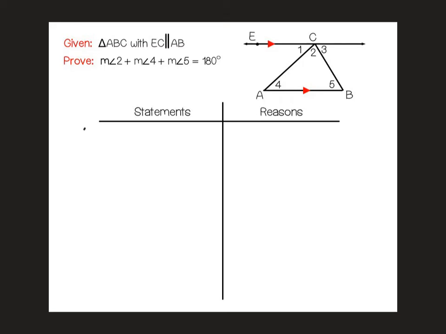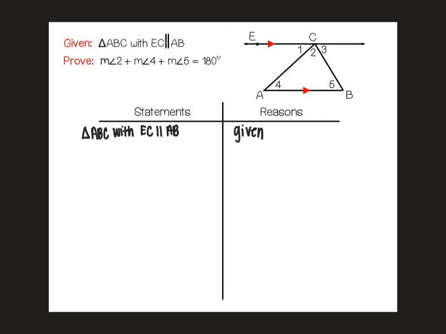Remember, in a proof, the very first thing we always do is write out what they gave us. So they say triangle ABC with EC parallel to AB. Reason number 1 is always given. We can also fill in whatever they're asking us to prove at the very bottom statement, but since I don't know how many lines I'm going to have, I'm just going to leave it for the time being.